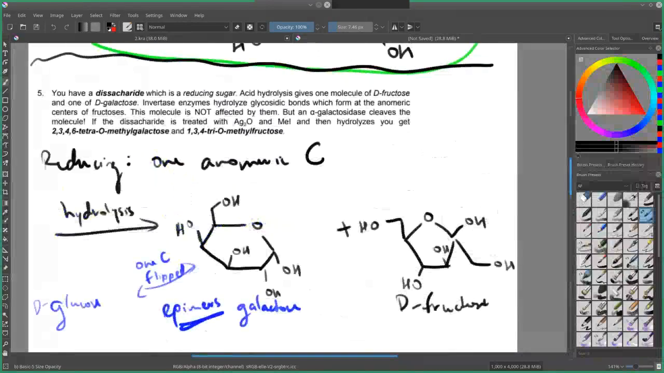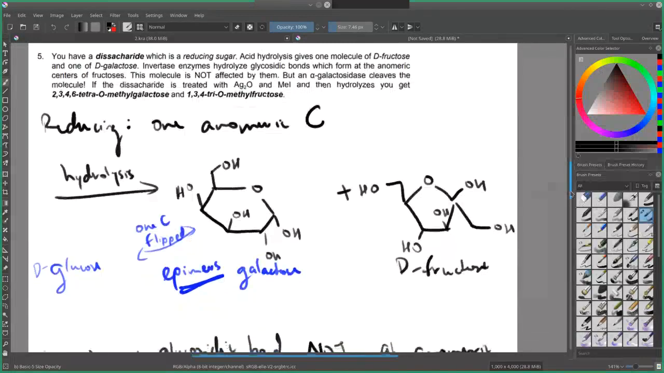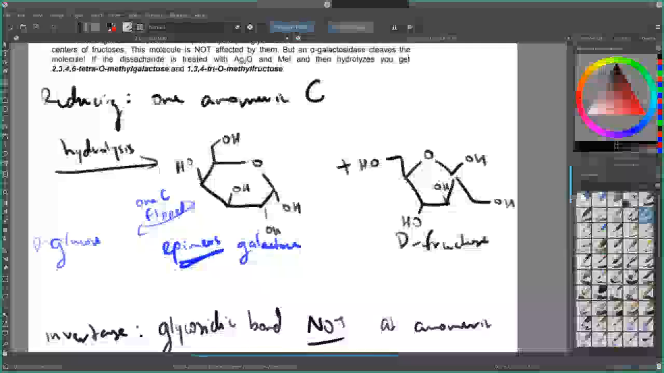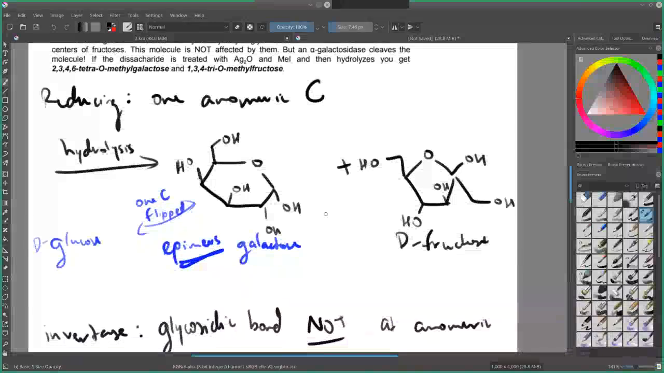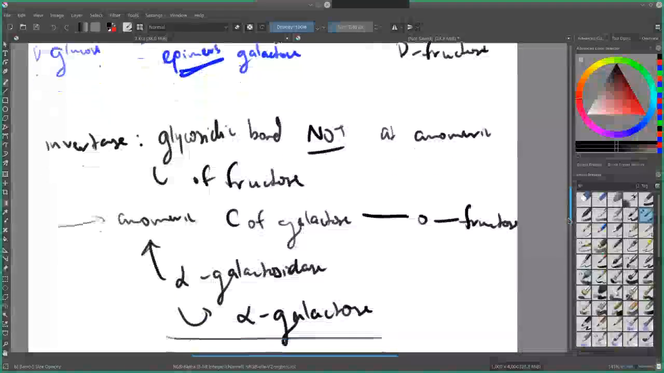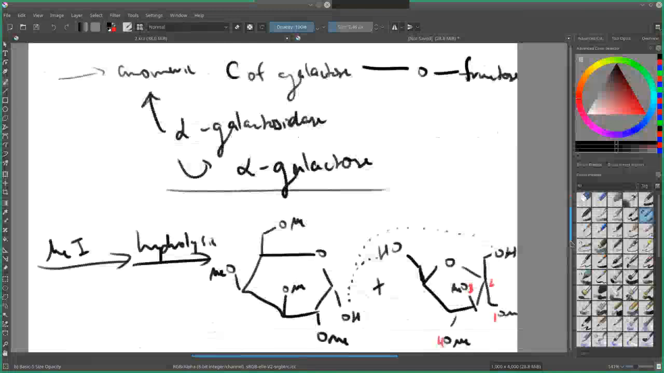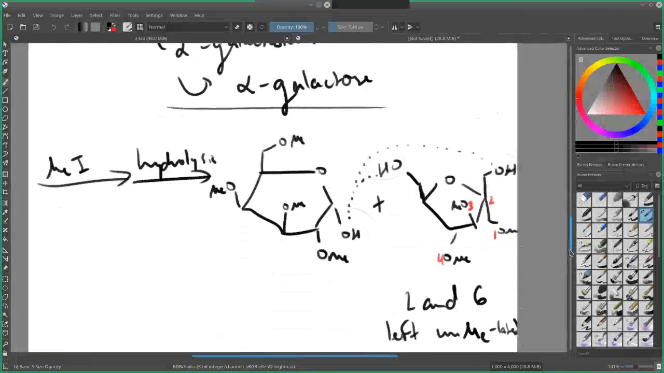So here, yeah. Here's the problem, and I'll slowly go through what we've worked out. Okay, so we know that hydrolysis is like this. We saw about invertase. We know it's at the anomeric carbon of galactose. Cool. We know it's alpha galactose. And we know we get this from methylating.